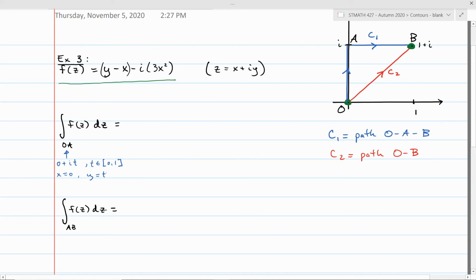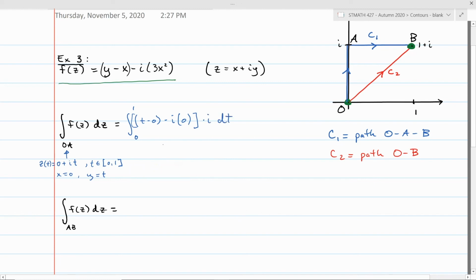And so now you're doing the integral from 0 to 1, and your function f becomes y, which is t, minus 0, minus I, and then 3x squared is 3 times 0 squared, so that's just 0. And then you're integrating all that, and then you've got to do dz. Well, your z of t is 0 plus It, so z prime of t is just 0 plus I times 1. And so you end up with your dz being I dt.